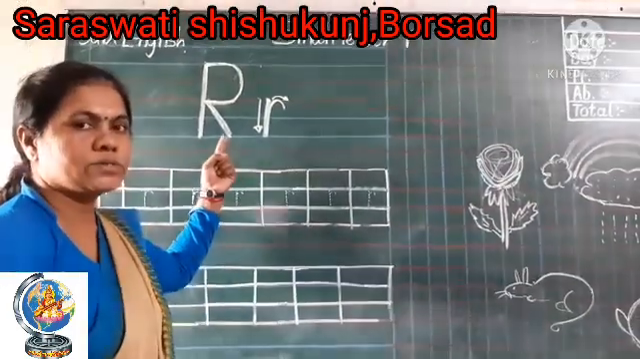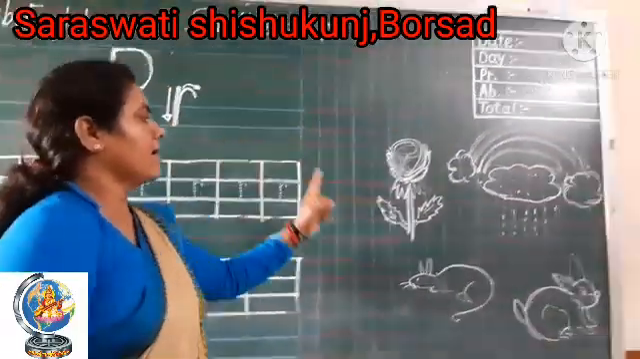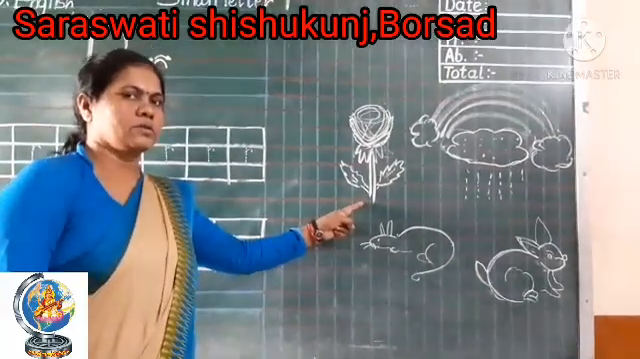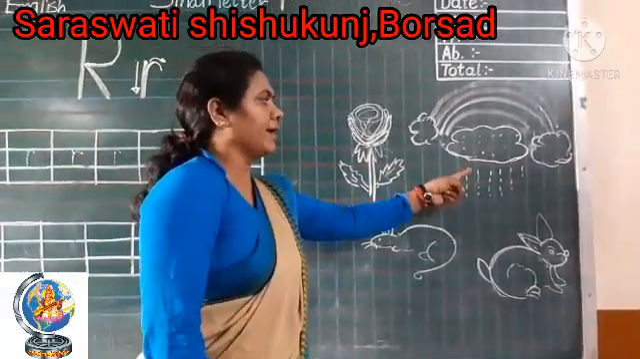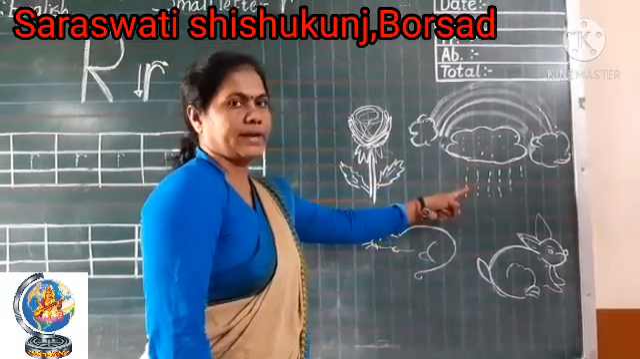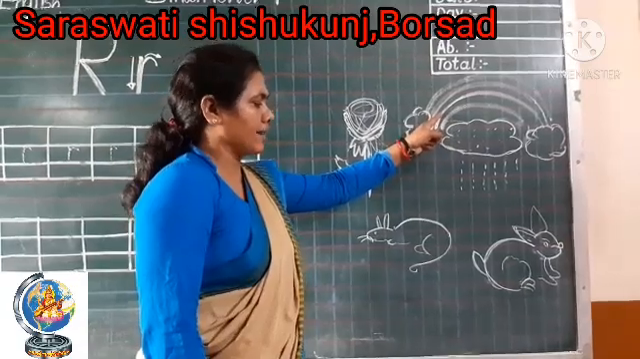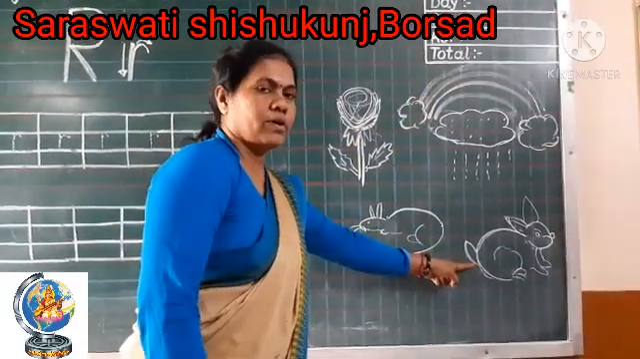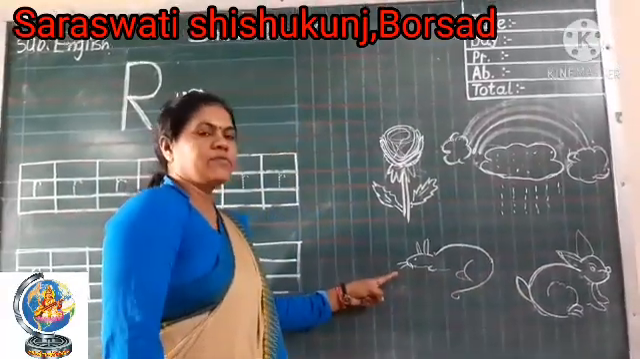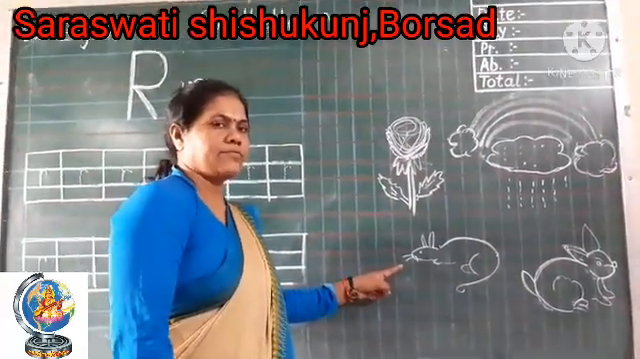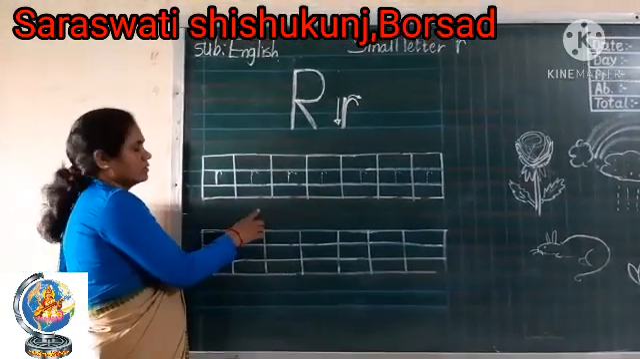Today I teach you small letter R. R for rose. R for rain. R for rainbow. R for rabbit. R for red. Look at the blackboard.